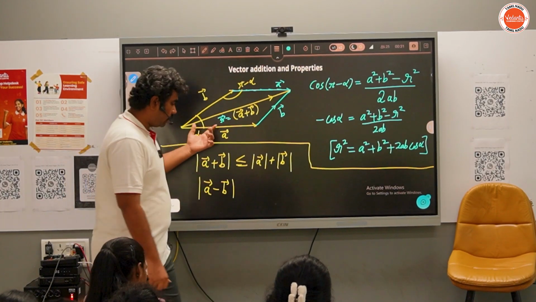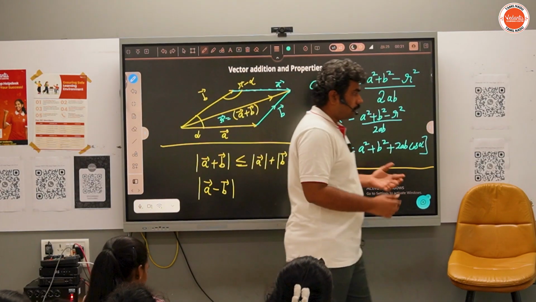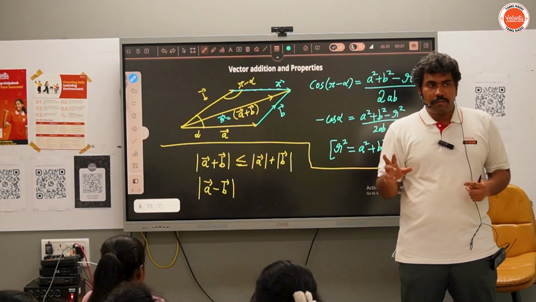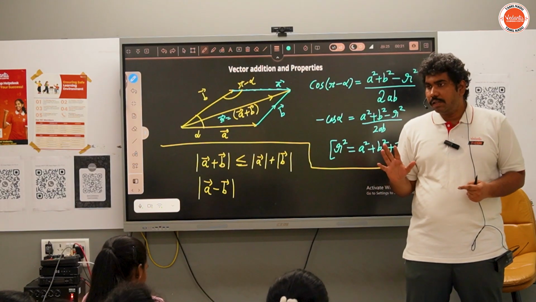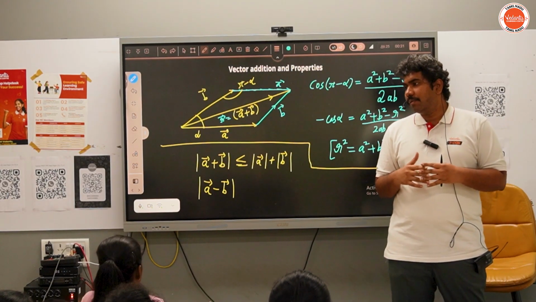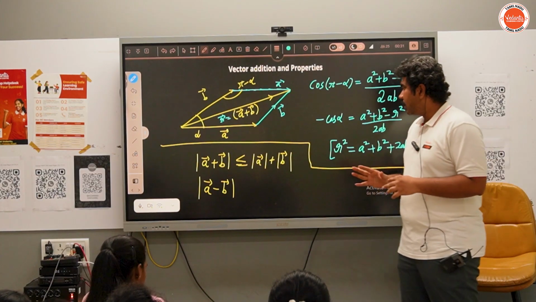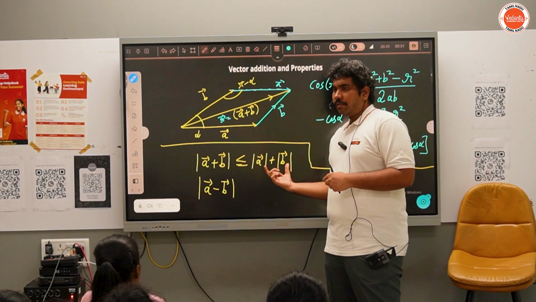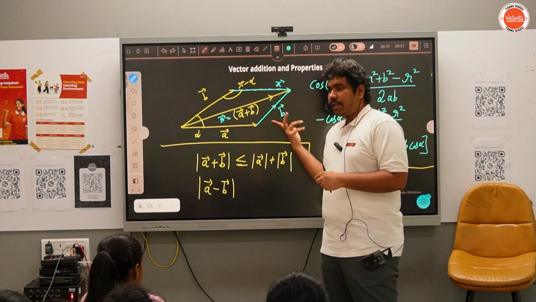This is the triangle inequality. Basically in a triangle we have 3 sides. Sum of any 2 sides will be greater than the third side, right? For a triangle I am saying sum of any 2 sides will be greater than the third side, because these are 2 sides of a triangle. The sum of the 2 sides will be greater than the third side.